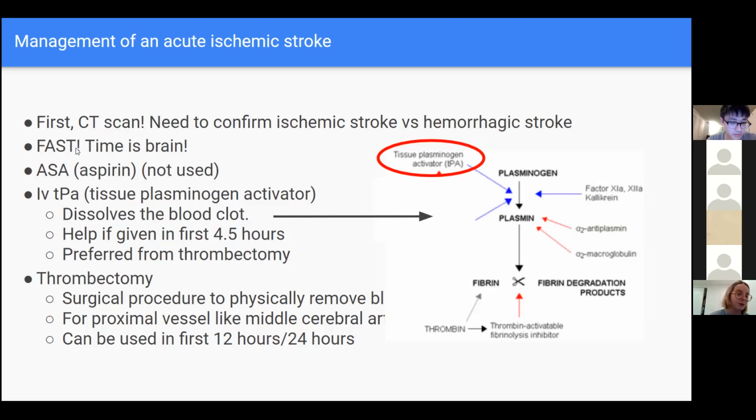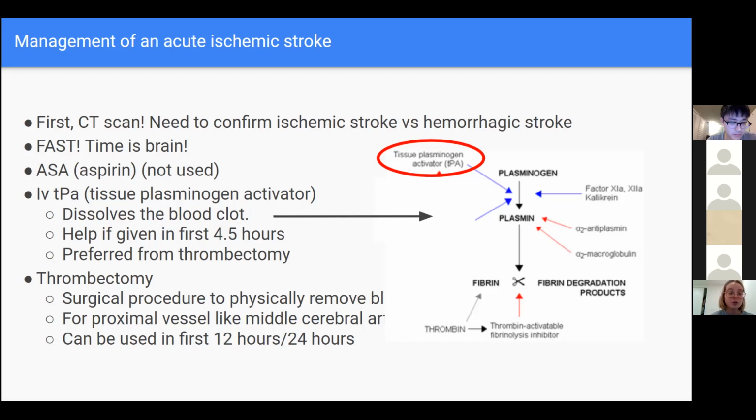And we have to remember that any type of stroke is an emergency. Time is brain, so you have to act fast. The three things you can do for an ischemic stroke: first, aspirin. Okay, it's not really used. It's only used if IV TPA and thrombectomy, the two other things that you can do, cannot be used for whatever reason. We don't usually do it because it's not as high yield for the patient, but it's an option if those two other options don't work.